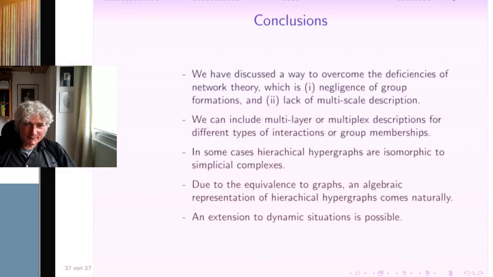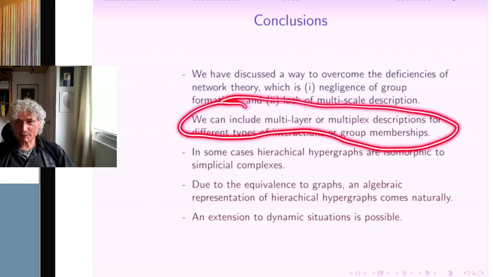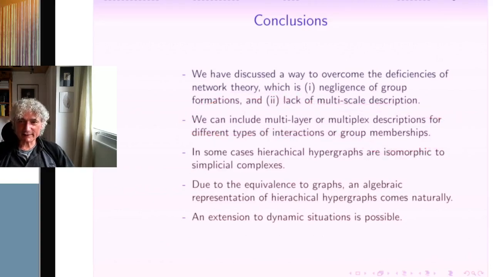So I'm sure you have listened to me now for a very long time, so let's come to the end of this lecture. Let's go to the conclusions. We have discussed a way to overcome the deficiencies of network theory, which are: one, negligence of group formations, and two, lack of multiscale descriptions. Then we can include multi-layer or multiplex descriptions for different types of interactions or group memberships.